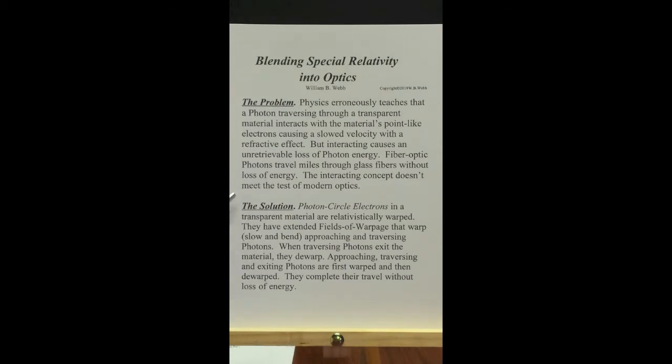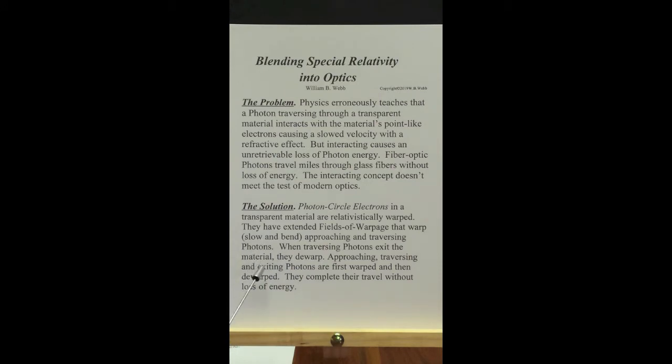That problem is resolved by photon-circle electrons, and the photon-circle electrons in a transparent material are relativistically warped. All of those photon-circle electrons are relativistically warped, and each warped photon circle has a field of warpage, and that field of warpage warps, that is to say, it slows and bends approaching and traversing photons.